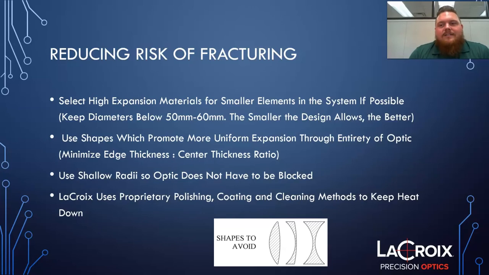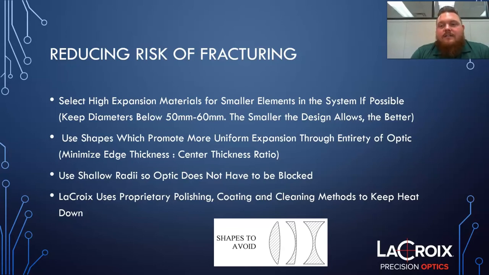So now we can start talking about some design methodologies that can be used to reduce some of these risks. We'll start off with reducing the risk of fracturing. With regard to reducing the risk of fracturing, it's generally best practice to select the high expansion materials for the smaller elements in your system if possible. And most definitely, the smaller the better.